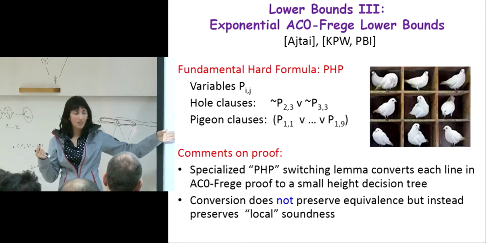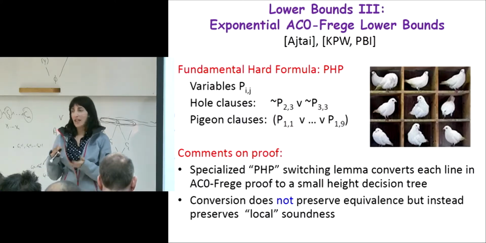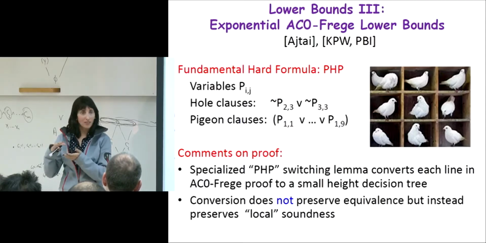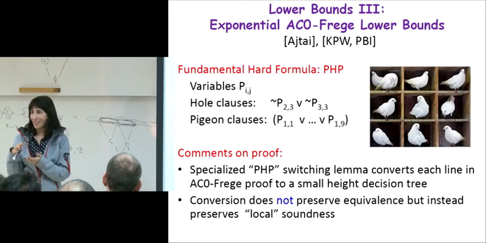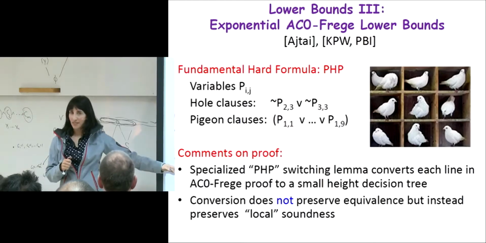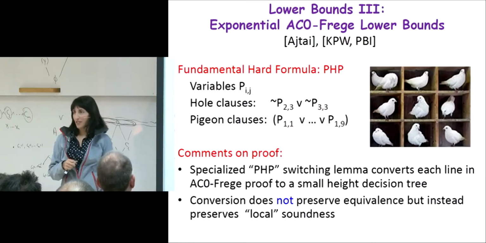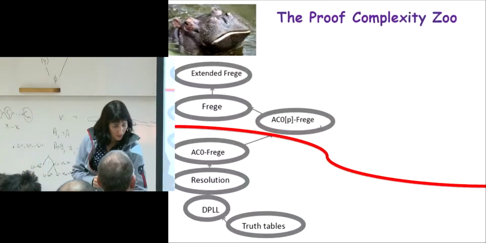You have to pick a very special switching lemma. The other complication, which is even worse, is that the switching only happens in a local way. So you're not able to preserve truth-functional equivalence when you do the switch. You end up with lines that don't look anything like what they really started with. They look totally different. Instead, the invariant that you maintain is that it preserves a sort of local soundness. These are the two things, especially this one, that make the proof complicated.